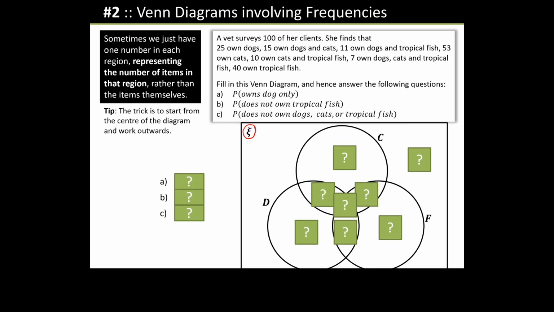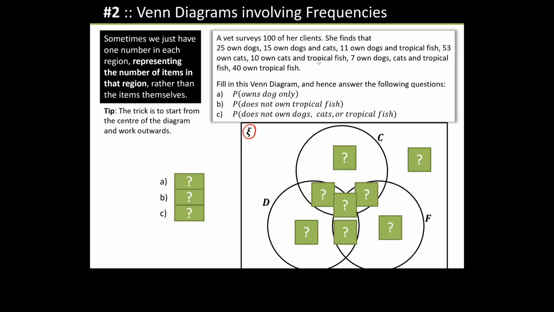Items which would fall in both C and F will go into there. Items which go into both sets D and F will go into here. Items which fall in D and F but not C will go here, and so forth. So we understand that. Let's take a look at the question.